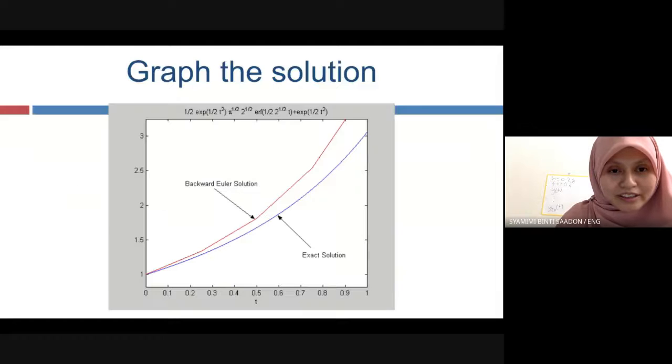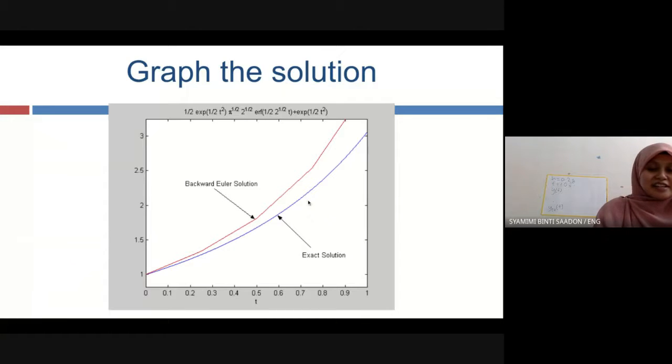Next, this is the graph. If we use the backward Euler solution, normally the solution that we achieve is a bit higher than the exact solution. Just now by using the forward, we had a lower predicted solution. By using the backward, we have a higher predicted solution.